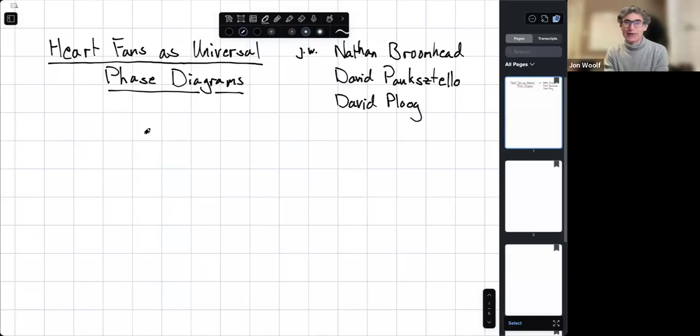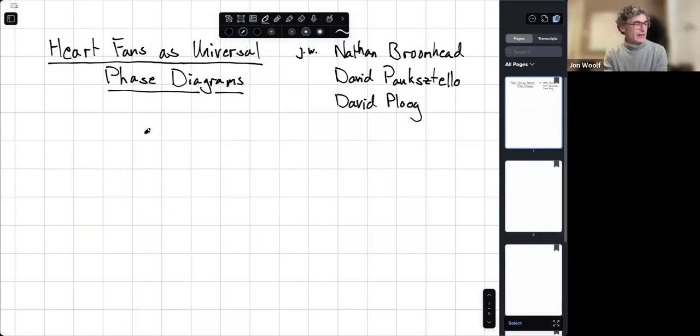So I want to talk about a relatively new beast in that zoo, which is the heart fan. And everything I talk about will be joint with my collaborators, Nathan Broomhead, David Pauksztello, and David Ploog. And I want to advocate a little bit for the heart fan on the grounds that it actually illuminates some of the connections between these other spaces associated to a triangulated category, in particular between the Bridgeland stability space and G-fans and wall and chamber structures. So that's a kind of more practical reason why you might be interested in it.